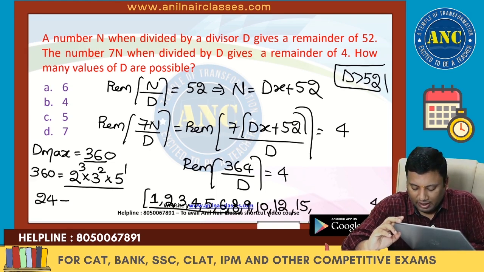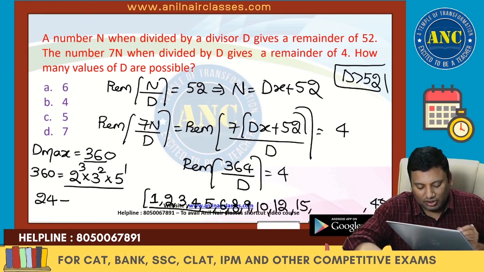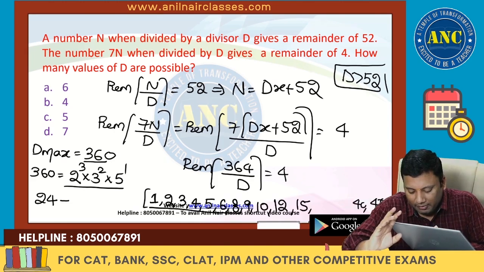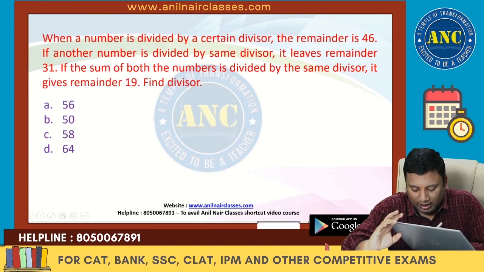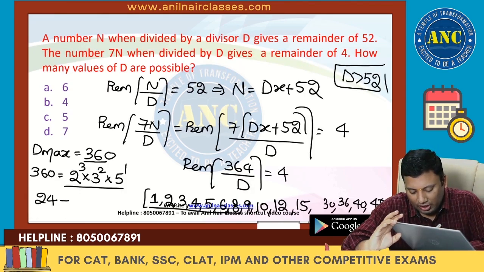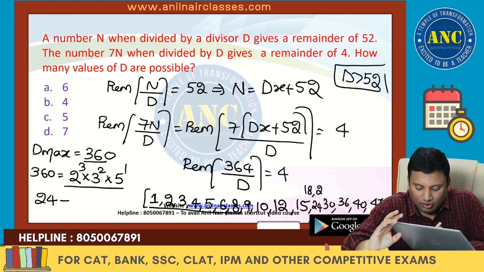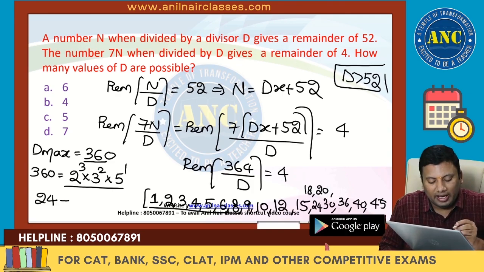If 8 I am eliminating, 8 into 45 is 360, that also I can eliminate. 9 I am eliminating, 40 I should eliminate. 10 I am eliminating, 36 I should eliminate. 12 I am eliminating, 30 I should eliminate. 15 I am eliminating, 24 I should eliminate. 18 I am eliminating, 20 I should eliminate. I hope the idea is clear.